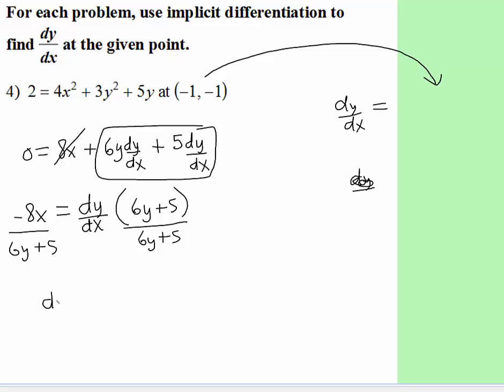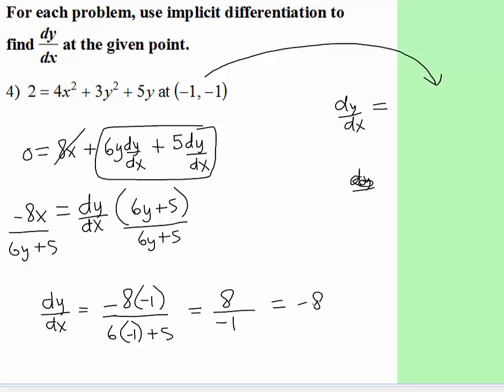Now we have dy dx is equal to negative 8x, and instead of x, I'm going to go ahead and put negative 1 over 6. Y, I'm going to put negative 1 plus 5. Well, negative times negative is a positive. Negative 6 plus 5 is negative 1. And when you simplify, there you have it.